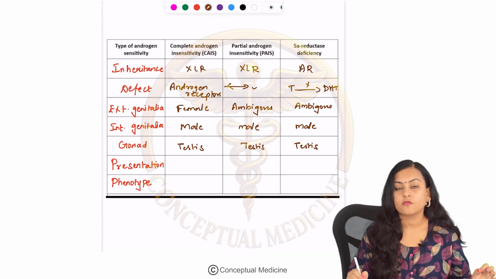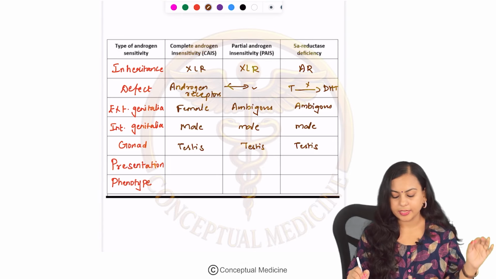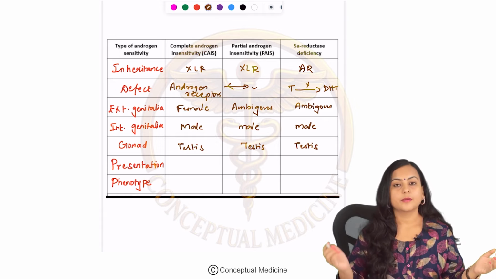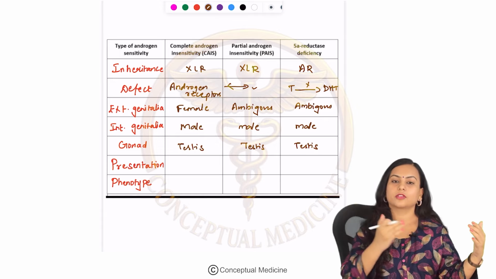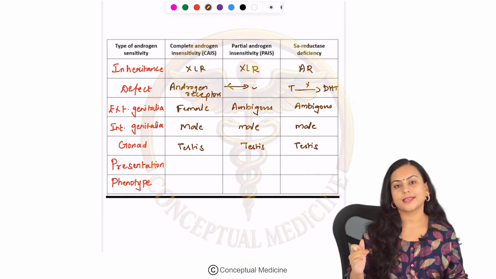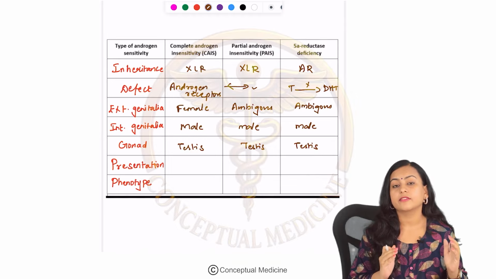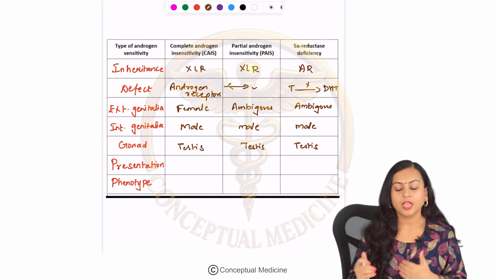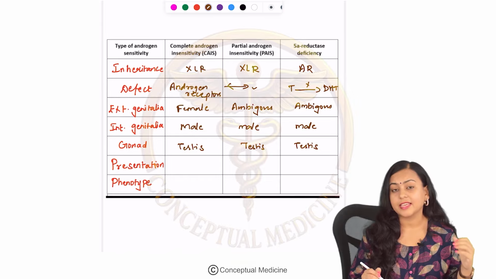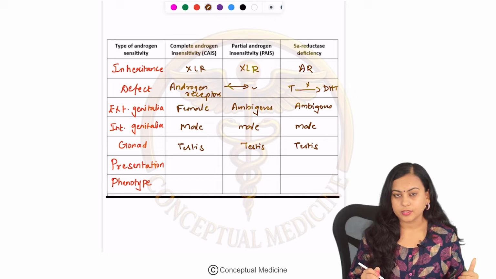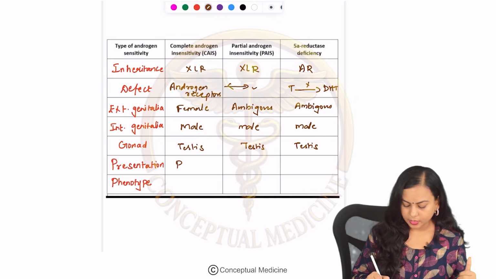In the presentation of complete androgen insensitivity syndrome, the external genitalia look like a female. Only the internal genitalia and gonads are going to be male. At birth itself, we are not going to test for the gonads, right? By looking at the external genitalia only, we assign the sex. So these people are mostly reared like females till puberty, and at puberty, when there is amenorrhea, only then will these people come to us. So the presentation will be mostly at puberty.